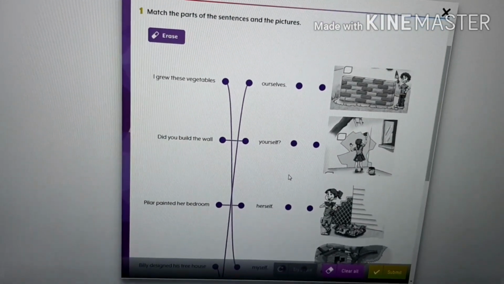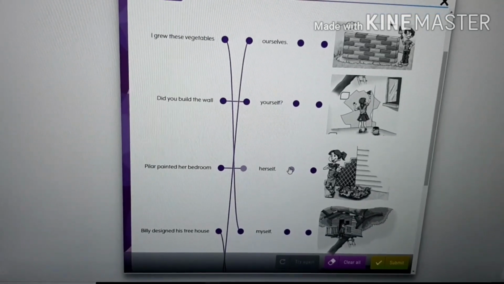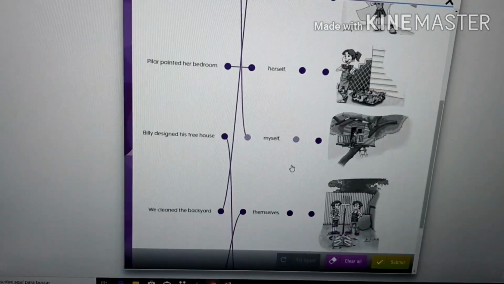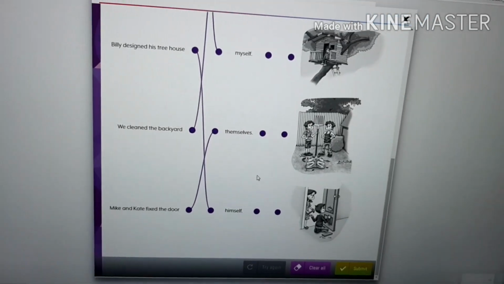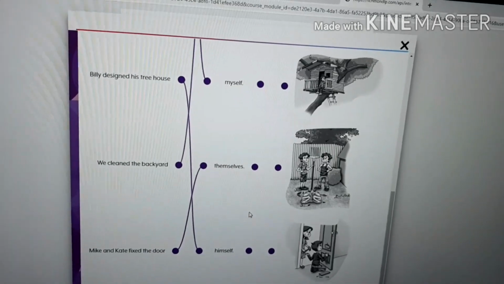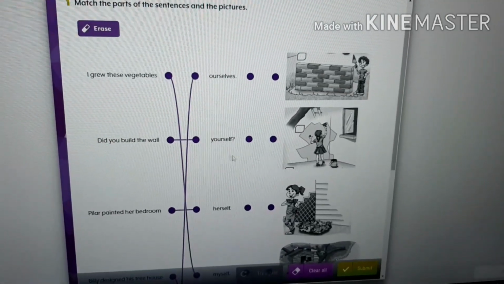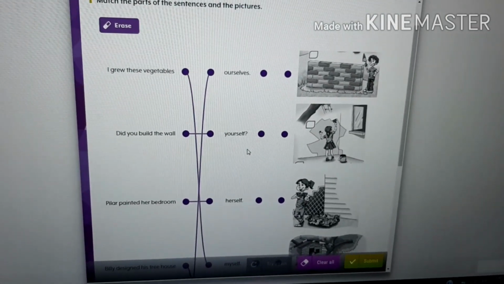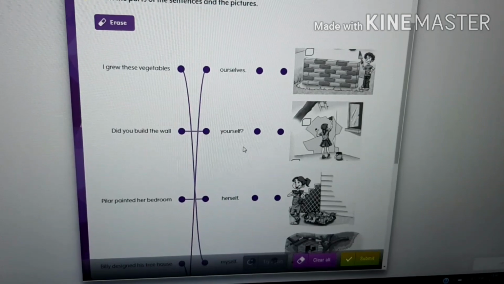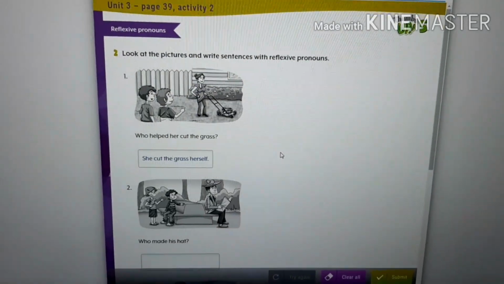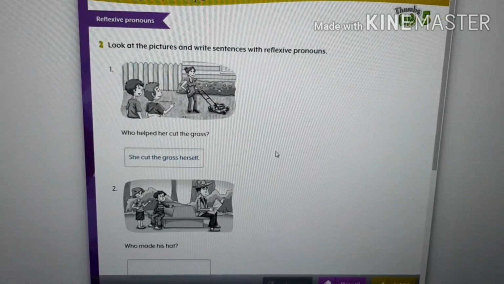Okay, here we have the reflexive pronouns according to each sentence. And you are going to write a number according to the sentence with the corresponding picture that you have here. Okay? Identify the pictures with the sentences. Now, it's time to continue with the last activity for this page, and we almost finished our class. As you can see on exercise number 2, we continue talking about reflexive pronouns.